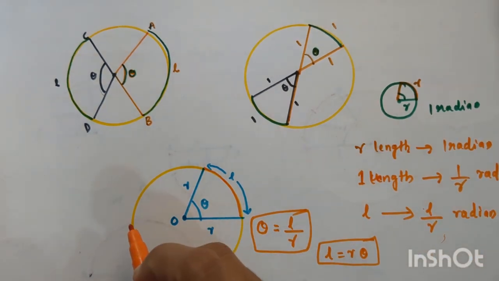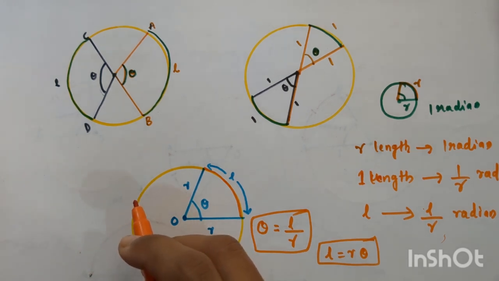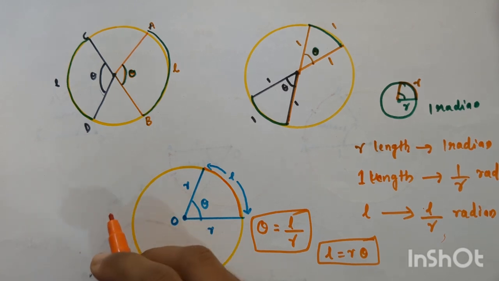So in this video we have discussed angles from chapter 3, trigonometric functions, of class 11 maths. We have discussed the degree measure and radian measure. I hope it is clear to you.